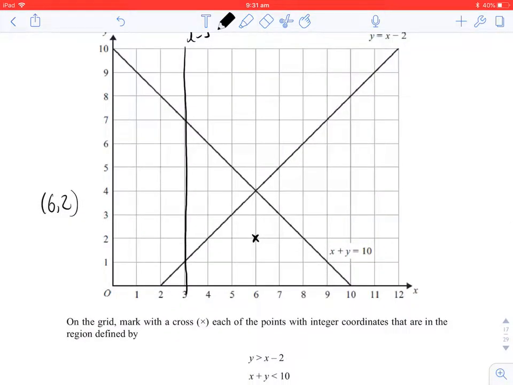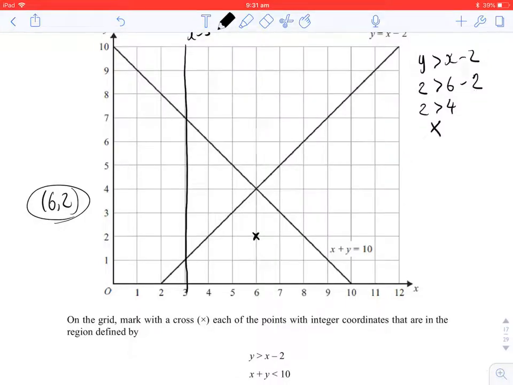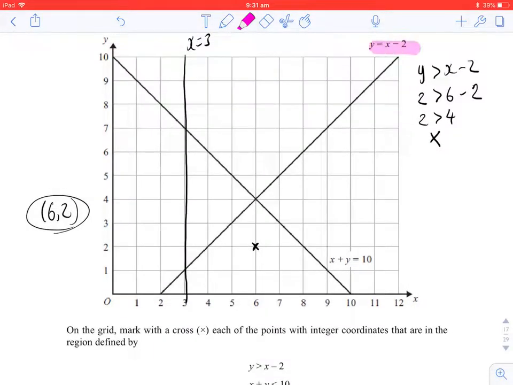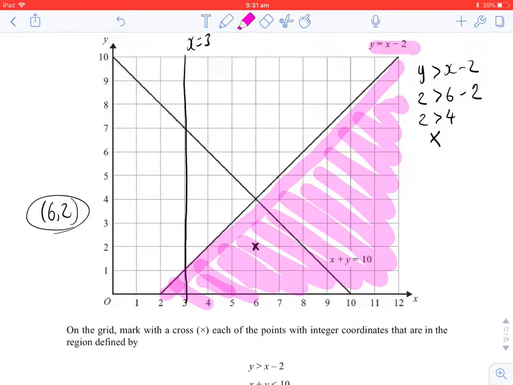So if we start off with y is greater than x minus 2, the coordinate we're using is 6, 2. So that means we replace the y with a 2, we replace the x with a 6. So 2 is greater than 4. Is that a correct statement? No, it's not. So therefore, everything the x side of my line y equals x minus 2 cannot be true. So everything is false here. So what we need to do is we need to get rid of it. So everything here will disappear. Okay, none of that can be true.